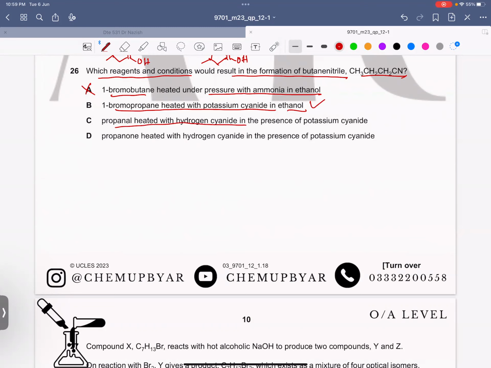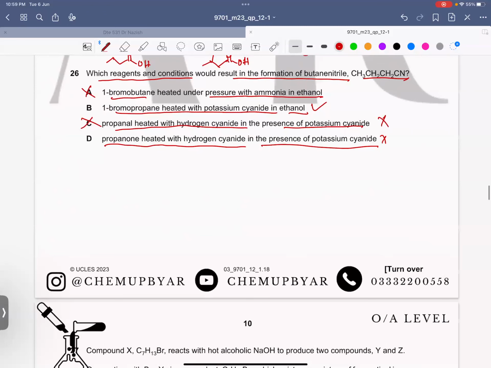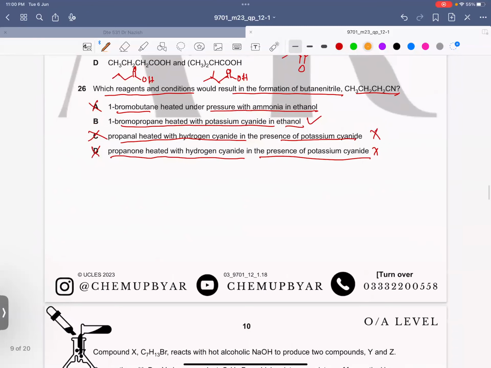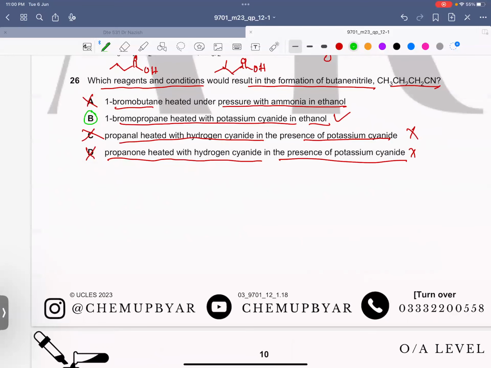Propanal heated with hydrogen cyanide in the presence of potassium cyanide will give you a hydroxynitrile, which makes C wrong. So again, we are going to get hydroxynitriles, not just nitriles. So we are left with only one option. Is this clear to everyone?